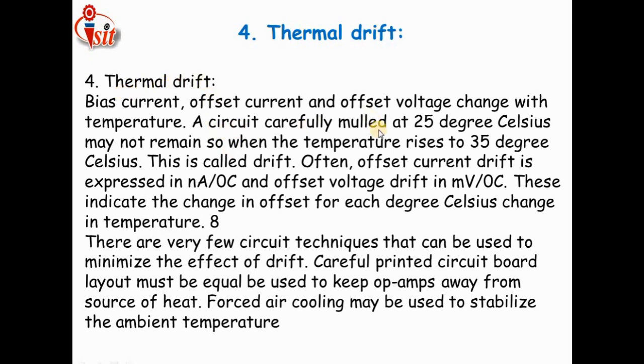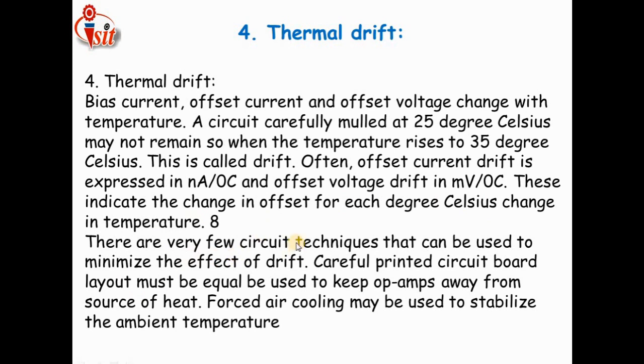A circuit carefully nulled at a temperature of 25 degrees Celsius may not remain so when the temperature rises to 35 degrees Celsius. This is called drift. Often offset current drift is expressed in this terminology, and offset voltage drift is expressed in this way. These indicate the change in the offset for each degree Celsius change in temperature.